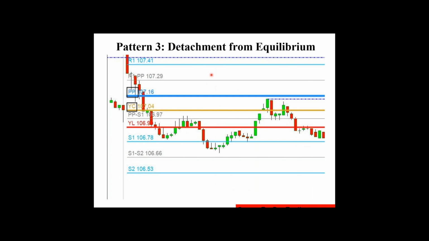All right, so let's go to our third pattern, finish up with our third one. This one I call detachment from equilibrium. So again, remember the principle is we're looking for contracting markets, and we wait and wait and wait until we get a good probability trigger. And again, the tricky thing about these is there are often a lot of fakes.